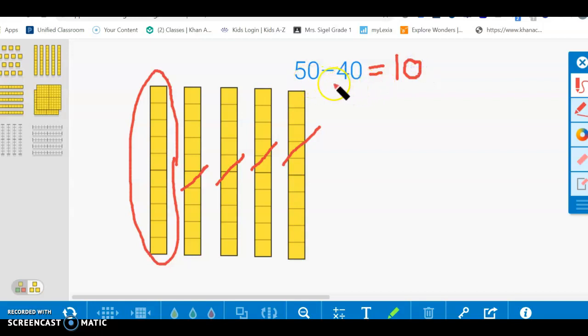Anyone thinking of a fact that they know? 5 minus 4. I wonder if that will help us solving these problems using our mental math.